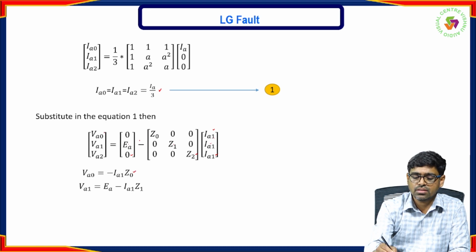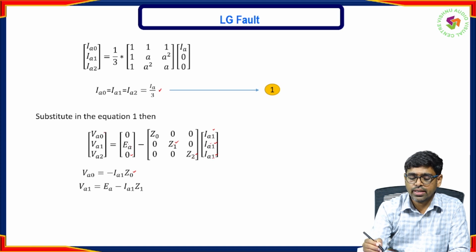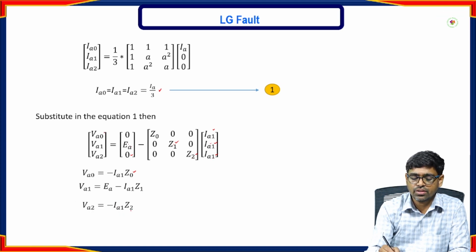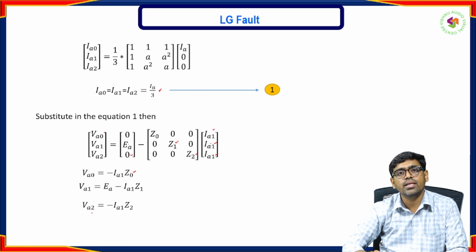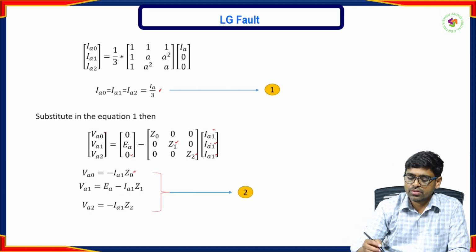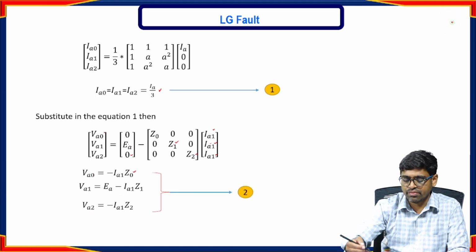So VA0 is nothing but 0 minus IA1 into Z0. VA1 is nothing but EA minus Z1 into IA1. VA2 is nothing but 0 minus Z2 into IA1, so we get minus IA1 into Z2. Like that, we get the symmetrical voltage equations. We can call this equation 2.